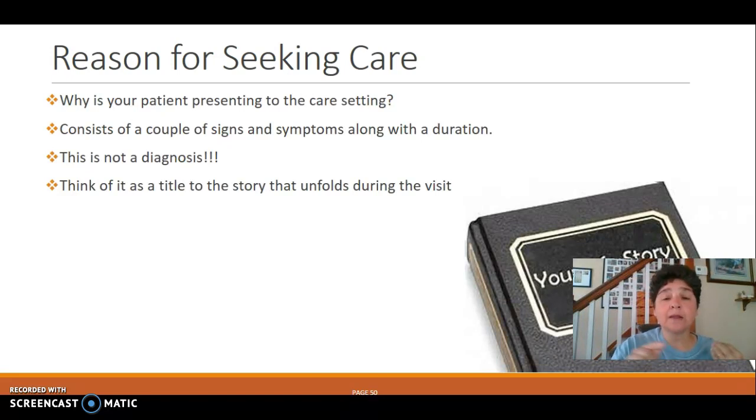Or you write in the chart, patient has strep throat. Well, we don't know that. We don't know that yet. They very well might have it, but you can't make that determination. So don't ever diagnose the patient.